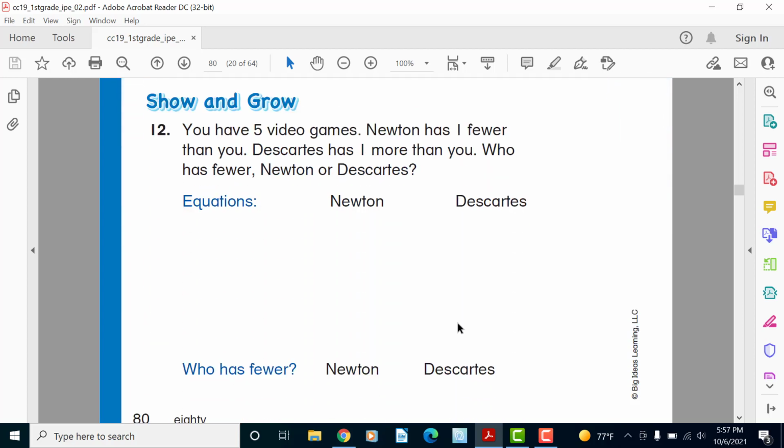This one is the same thing. I'll read it for you, but you guys are going to figure it out. You have 5 video games. Maybe you even want to draw little boxes for the video games to remind yourself you have 5. Newton has 1 fewer than you. Write an equation for Newton. Descartes has 1 more than you. Write an equation for Descartes. Then, not who has more, but who has fewer, Newton or Descartes.